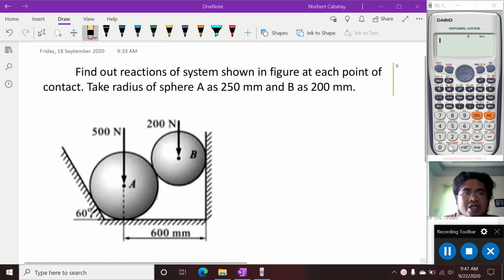Okay, so for this example, find out the reactions of the systems shown in the figure at each point of contact. Take the radius of sphere A as 250 millimeters and B as 200 millimeters. So, let's identify muna yung mga forces na nag-a-act sa ating system.